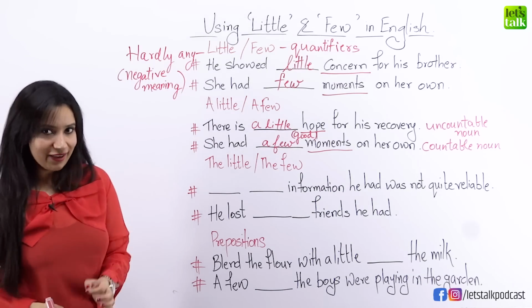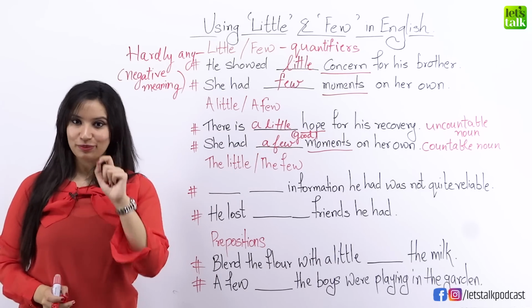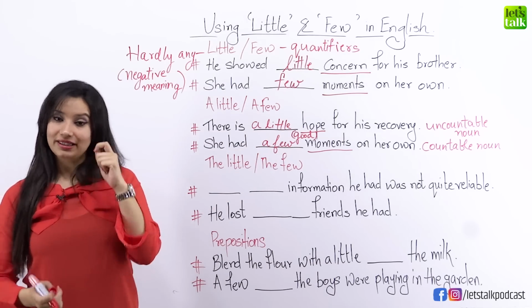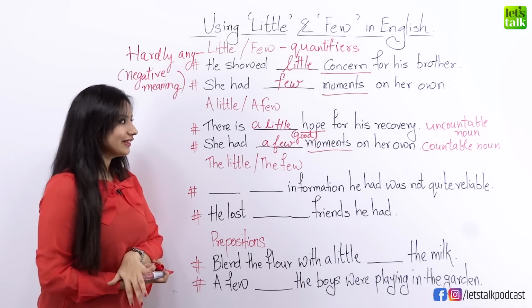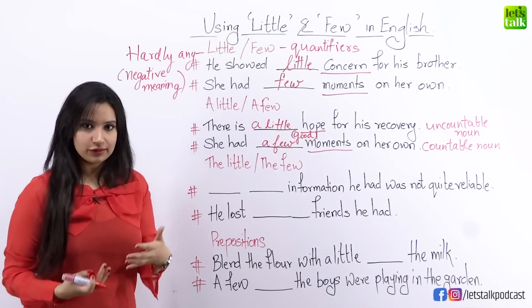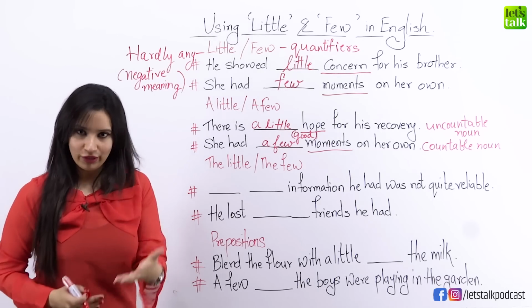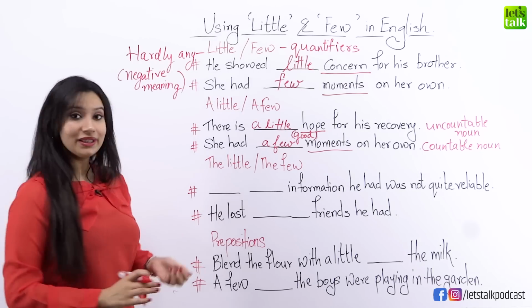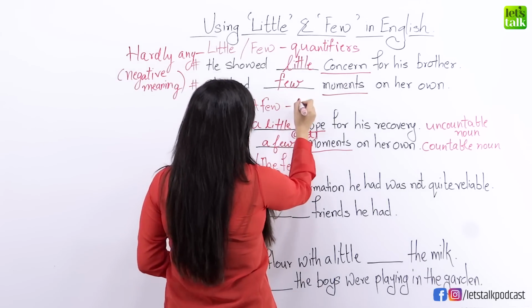But whenever we use "a little," with the article "a" which adds a positive meaning to it, there is more hope of something and it has a positive meaning. For example, in this sentence, "There is a little hope for his recovery." So this means that someone who is suffering is going to recover very soon and there is a little hope for his recovery. So possibly that person will recover soon. And this has a positive meaning.